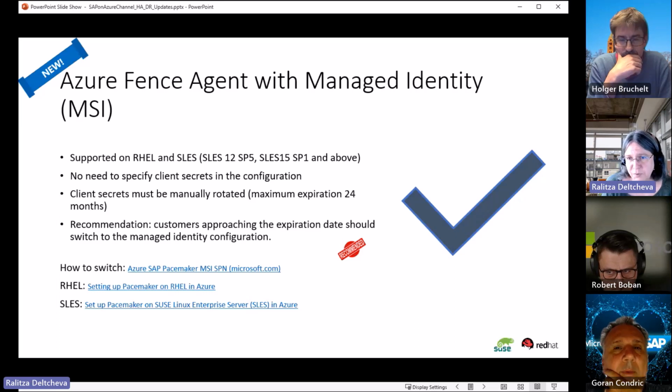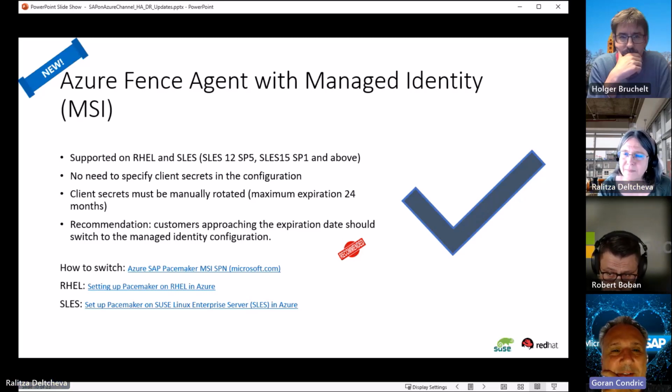So these are pretty much the decision points one has to go through. But if I would add a DR as an example, as an additional one, somehow I would tend more to the Azure Fence Agent.